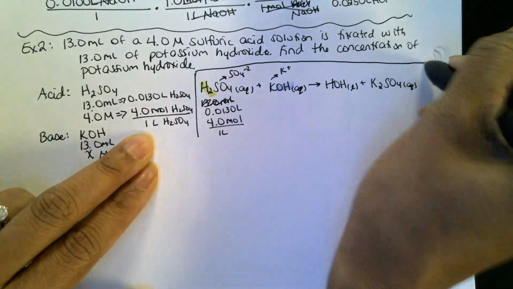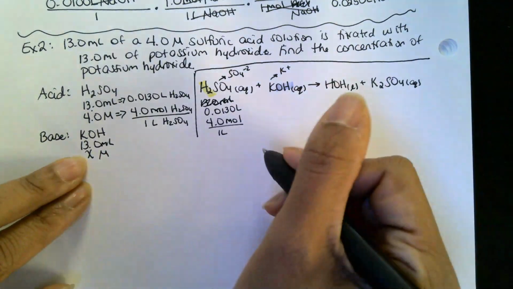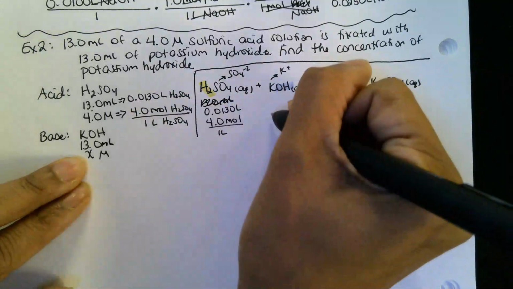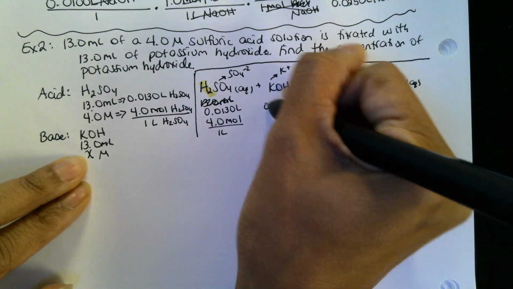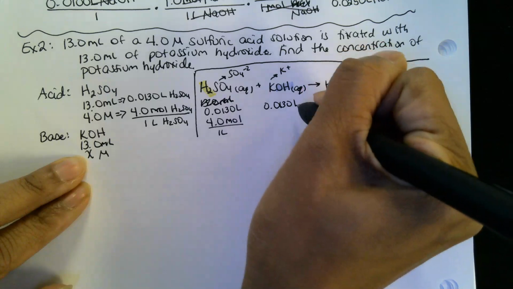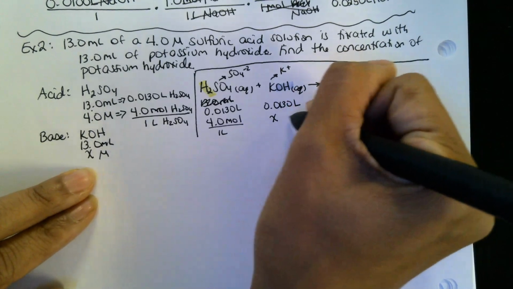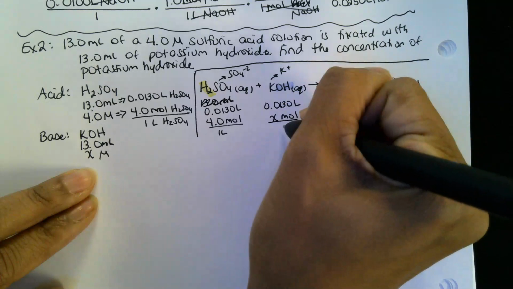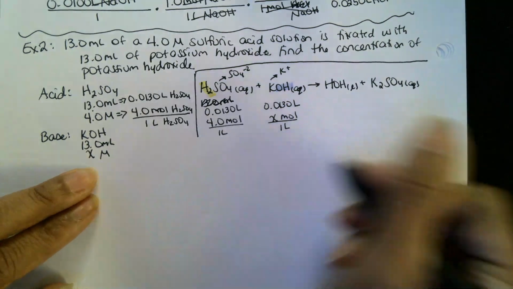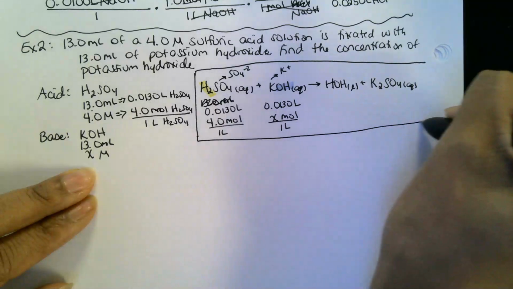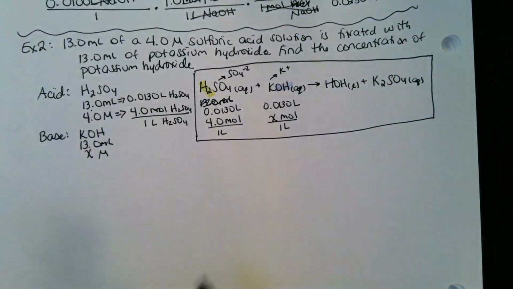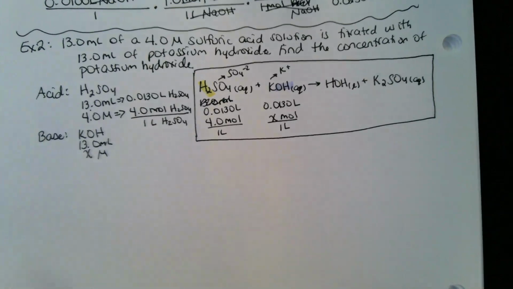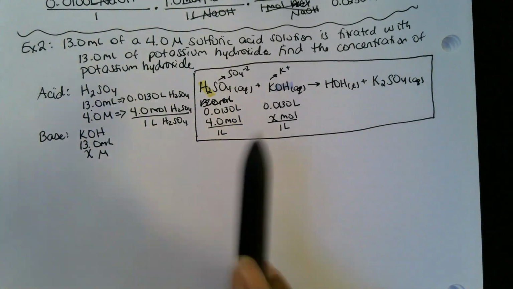Box over. And then I have my KOH. Again, I have the same volume, so 0.0130 liters. And my concentration's my unknown, so X moles over 1 liter. So I always start with the one that I have the most information about, and that will be my, oh, actually, wait, first, I need to balance this.